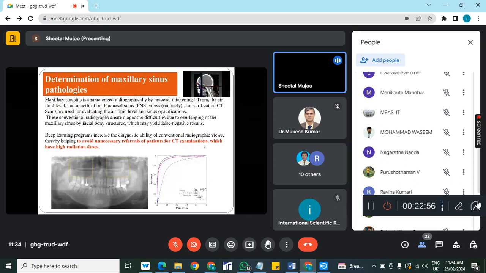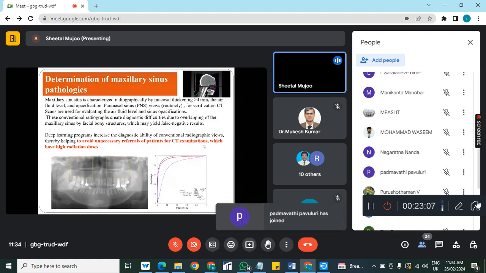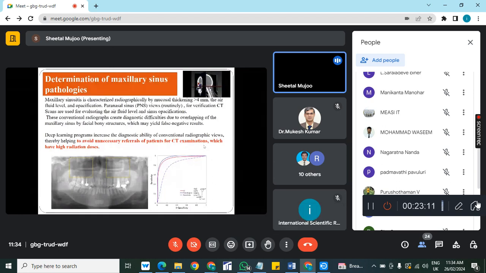If I take the simple example of sinusitis, you know that if the mucosal thickening of the maxillary sinus is more than 4 mm, we have to check it out for sinusitis. And more commonly, we cannot see it very clearly. Usually we go for verification, we go for CT scans, to check the air fluid level or sinus opacifications. But sometimes due to overlapping of the structures and facial bony structures, it gives us false negative results. So deep learning programs increase the diagnostic ability of conventional radiograph views, thereby trying to avoid unnecessary referrals of patients for CT examination, which has a high radiation dose.